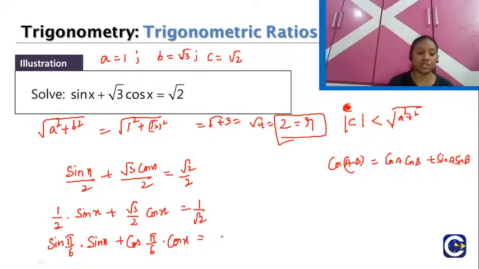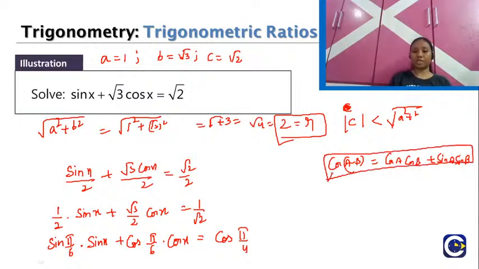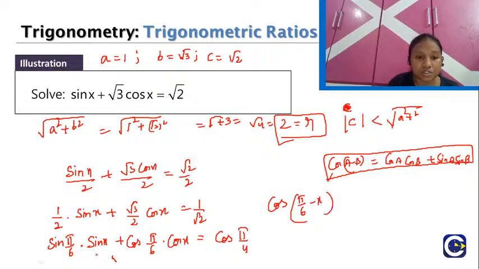So in place of root 3 by 2, I can substitute cos pi by 6, into cos x, is equal to, and 1 by root 2 I can write as cos pi by 4, because I am writing in the formula of cos of A minus B. It's up to you. You can convert it into sine of A plus B also. There is no issue. So now my format here is cos of A, that means pi by 6 minus x. This complete expression can be written as cos of pi by 6 minus x, which is equal to cos of pi by 4.